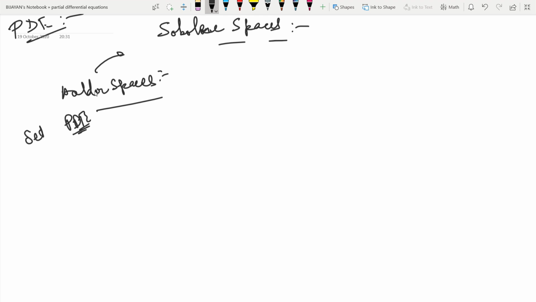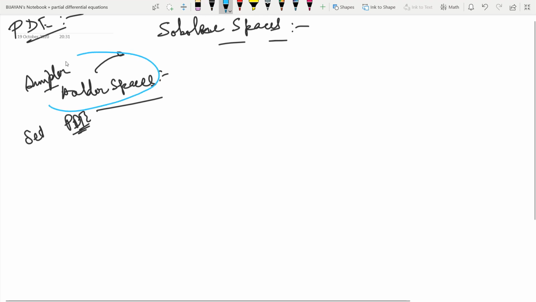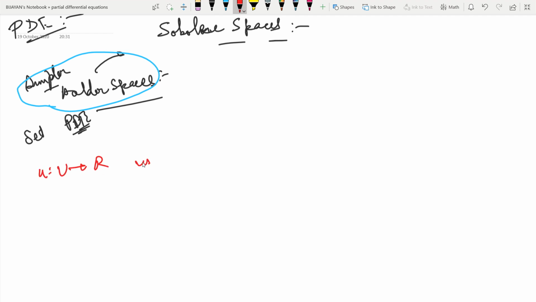Let us first define a simple version of a kind of Sobolev space, and this is a simple space, a Hölder space. So, what is a Hölder space? Let's start with the definition. Assume u: U → R is bounded. Since it is a real valued function, it can be bounded and continuous.